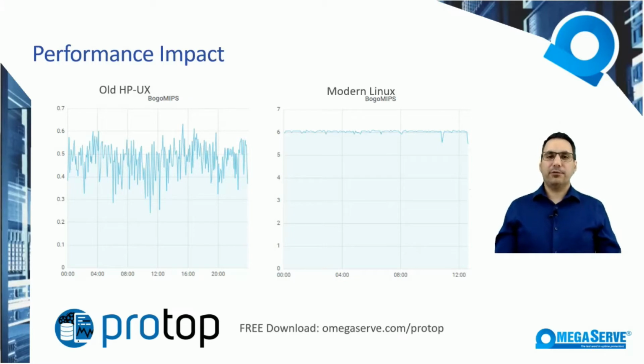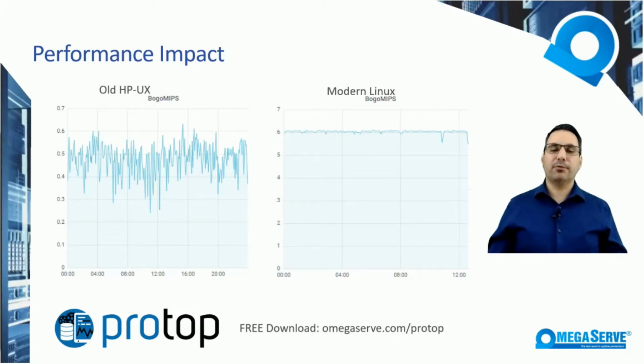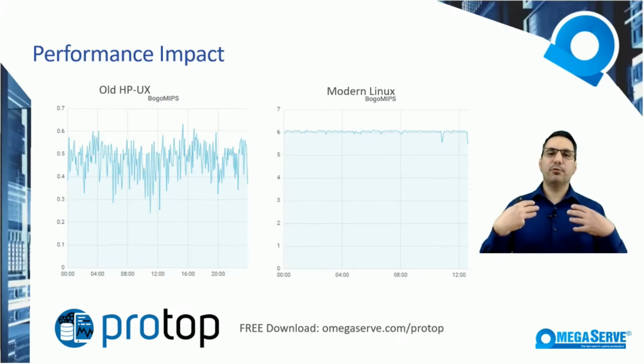When it comes to performance, as I mentioned earlier, there's a tremendous performance gain going from an old HPUX system to a modern Linux system. So in our monitoring tool ProTop, we have a metric that we call BOGO MIPS, which is basically millions of instructions per second, from Progress's point of view. This is Progress processing millions of instructions, and based on that, we establish a score, and that gives us an idea how much CPU throughput we have on the system.